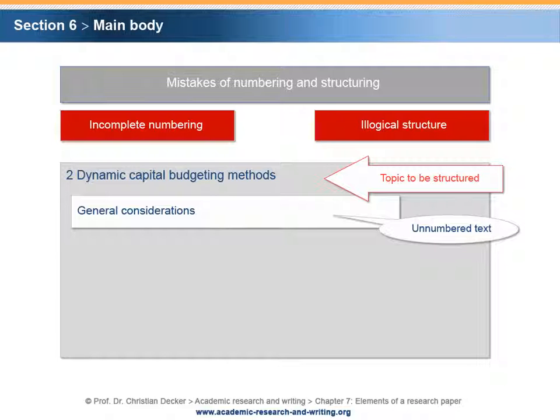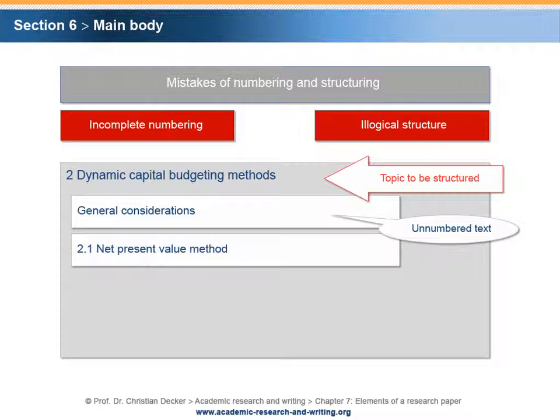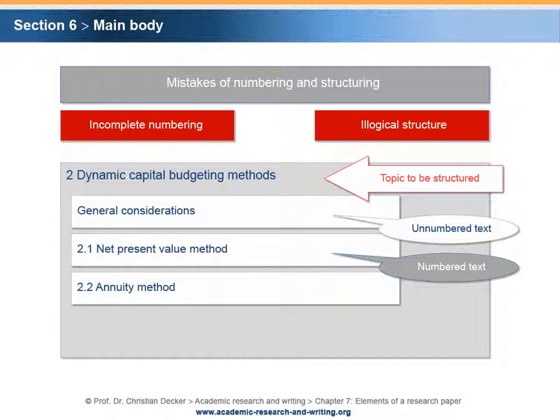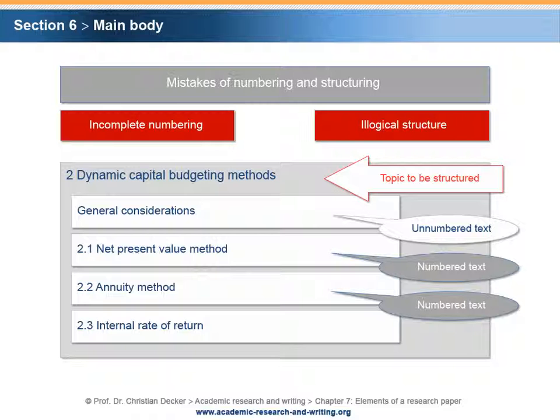The second section is entitled 2.1 Net Present Value Method. It has a heading and it is numbered. The third section is entitled 2.2 Annuity Method. It has a heading and it is numbered. The fourth section is entitled 2.3 Internal Rate of Return. It has a heading and it is numbered.